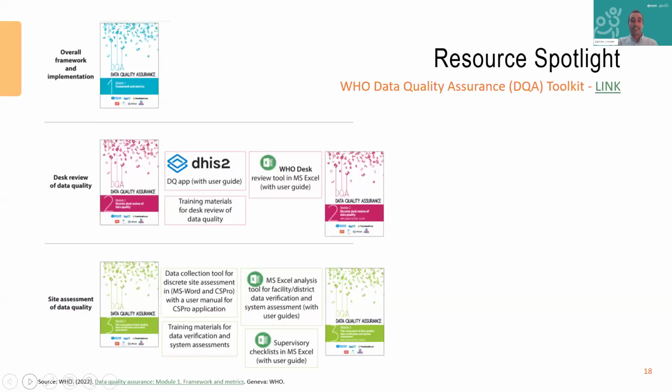So during today's session, we've taken a really quick look at Module 1 of the Data Quality Assurance Toolkit, which introduces the DQA framework and metrics. We won't dig into this module any further, and we also won't be looking at modules 2 or 3 during today's session. Modules 2 and 3 go into much more depth on the process for conducting desk reviews and site assessments of data quality. They also include training materials, tools, and guidelines and instructions for using the tools. My colleague Emily will share a link in the chat that you can use to access the DQA toolkit and to learn more about it. Next slide, please.